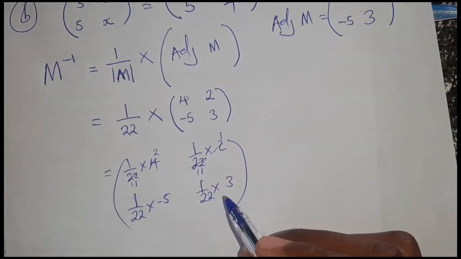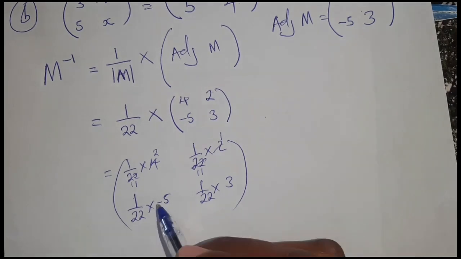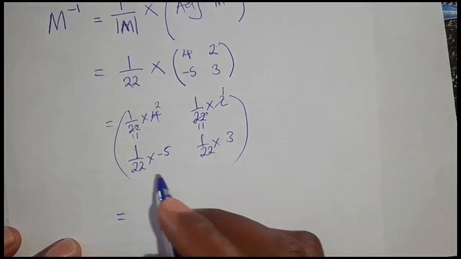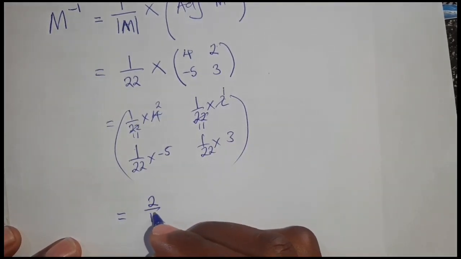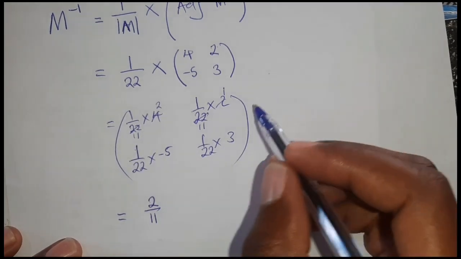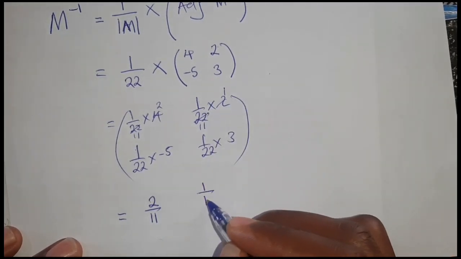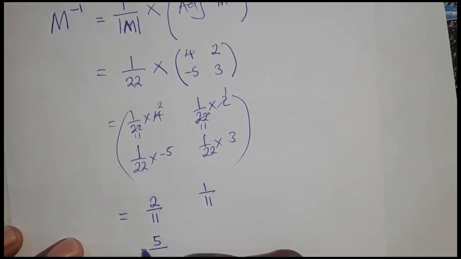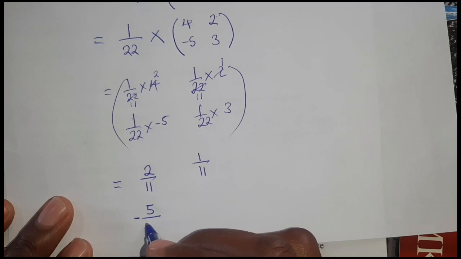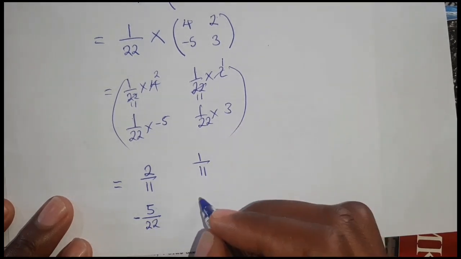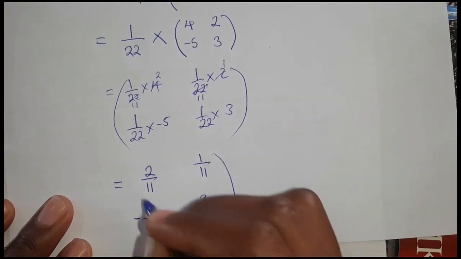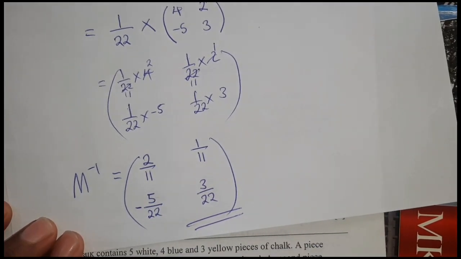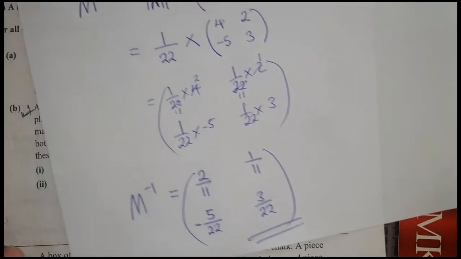The 22 and the 3 cannot be reduced, so leave it as it is. And this also can't be reduced, okay? So we're going to say 1 times 2, it will be 2 over 11, this 11 down here. Then here 1 times 1, it will be 1 over 11. Then here 1 times negative 5, the whole fraction now will be negative 5 over 22, and then this will be a 3 over 22. This is the inverse of m. Okay, I hope you are okay there.